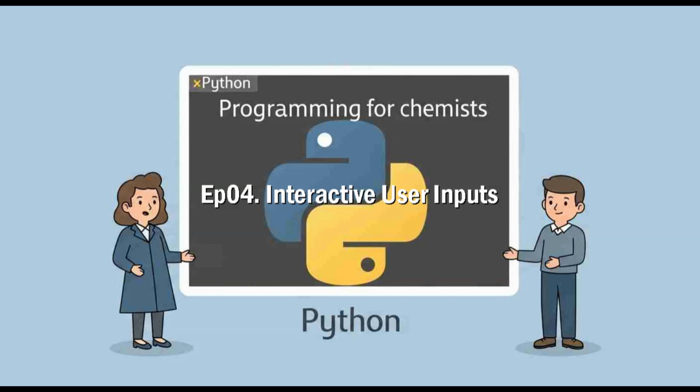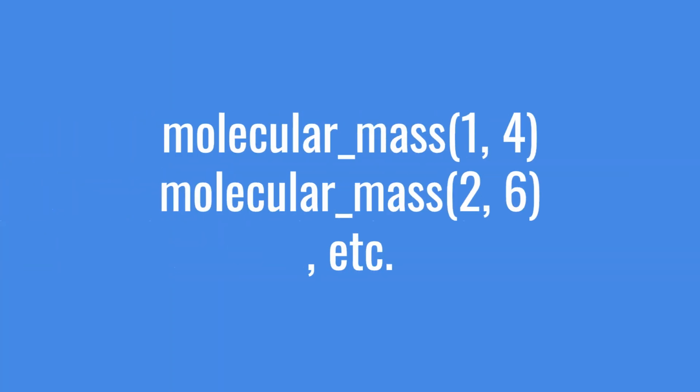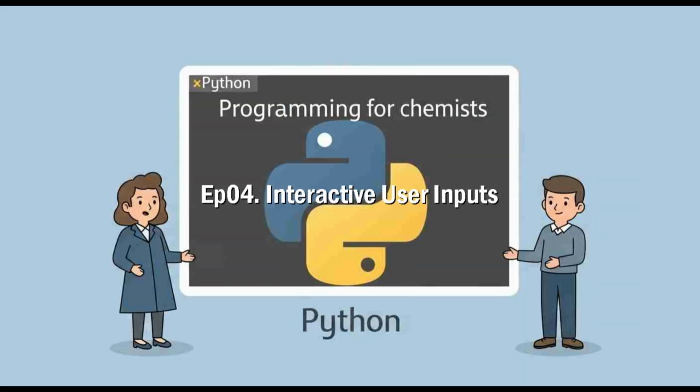I'm glad you're here. Introducing user inputs for interactive scripts. In our last video, we learned about defining and calling Python functions, and we used our molecular mass function to calculate the mass of compounds. You might recall we called it like this: molecular_mass(1, 4), molecular_mass(2, 6), etc., and then printed the results. This way of working, where the arguments are fixed in the code, is known as hard coding. While it works, it's not very flexible.